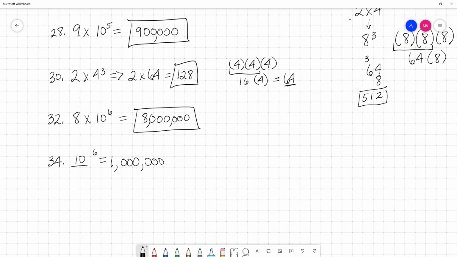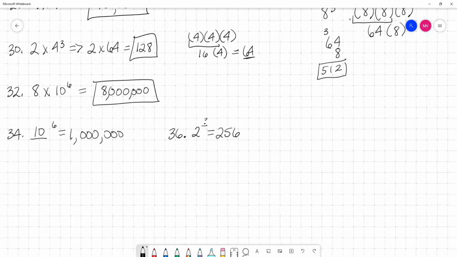All right, 36. 36 gives us 2 to what power equals 256. Do y'all know how you can work this out? Have you ever done prime factorization trees? Or 2 times itself some number of times gives us 256. I think it's 128 plus 1.